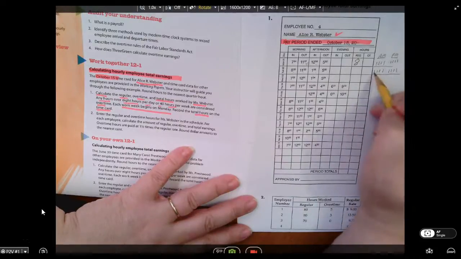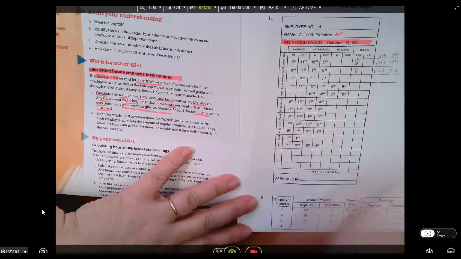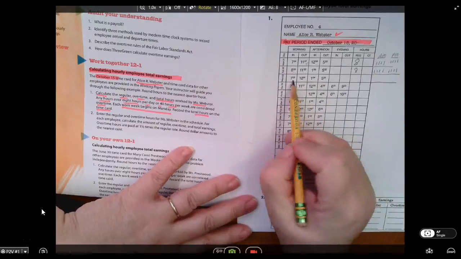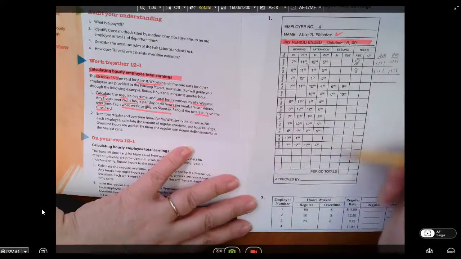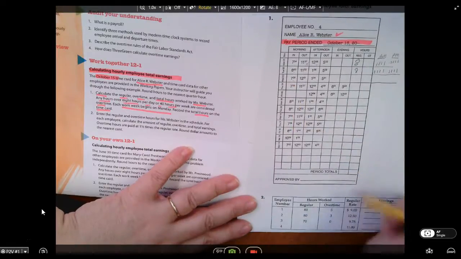How many hours did she work? Yes, 4 plus 4 is 8. Perfect. Now you go down to the next one. Again, can we do it in our head? I want you to pause the video and finish this time card out. I am going to finish the time card out and we'll see if we match.